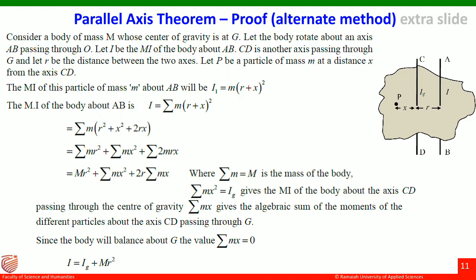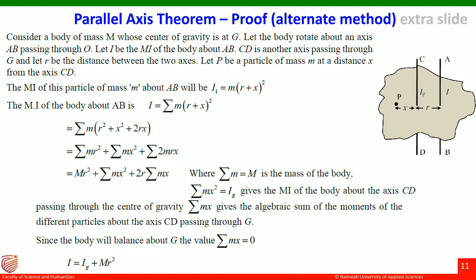Now I need to find out the value of I. Let us consider a point P which is having mass m and it is at a distance x from the axis CD, that is from the point G. From G, x is the distance at which the given particle we have considered. Therefore, the moment of inertia of the particle of mass m about AB is defined as I.